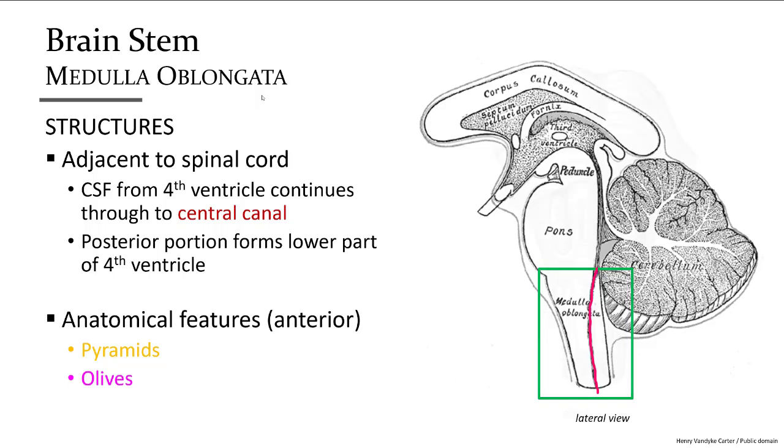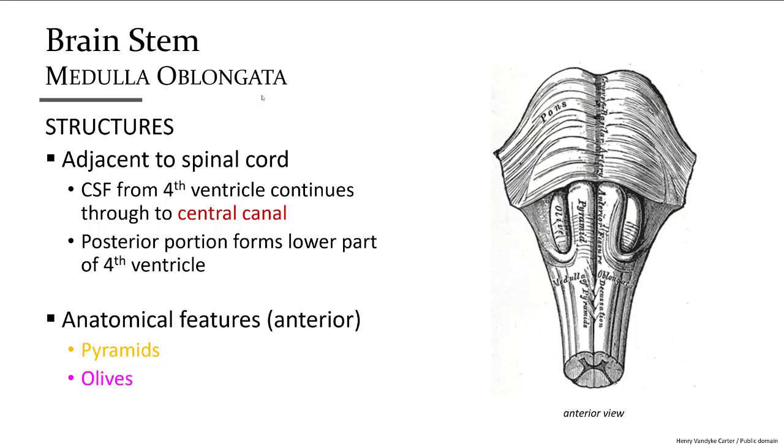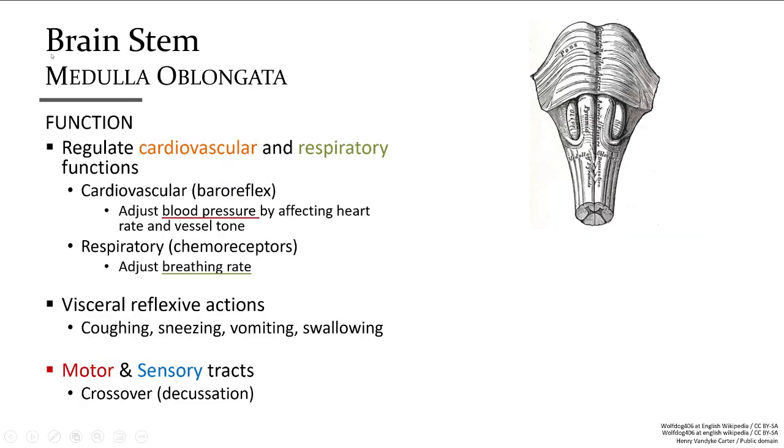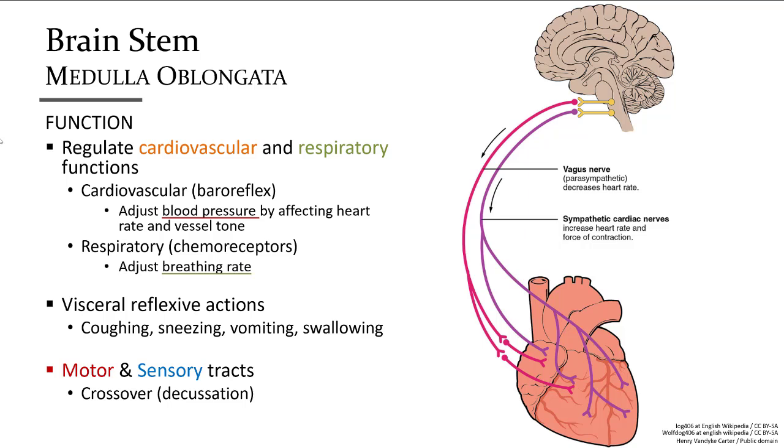Once the cerebrospinal fluid exits the fourth ventricle, it goes into the medulla oblongata via the central canal and continues down the spinal cord. On the anterior surface, the tapering shape of the medulla oblongata is marked by medial longitudinal ridges called pyramids, and then lateral bulges called the olives. The role of the medulla oblongata is to receive information about blood pressure from pressure sensors known as baroreceptors. Then adjustments are made to the rate and force of contraction of the heart, as well as dilation or constriction of blood vessels, to modify the blood pressure.